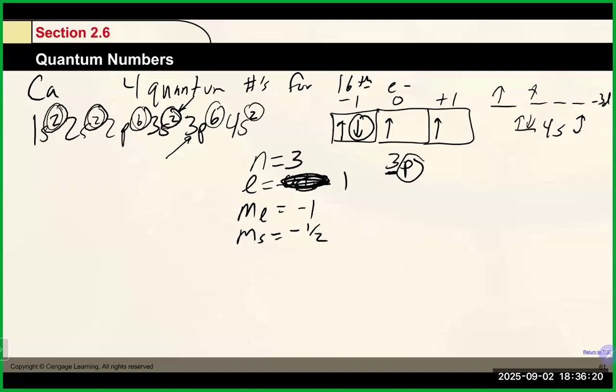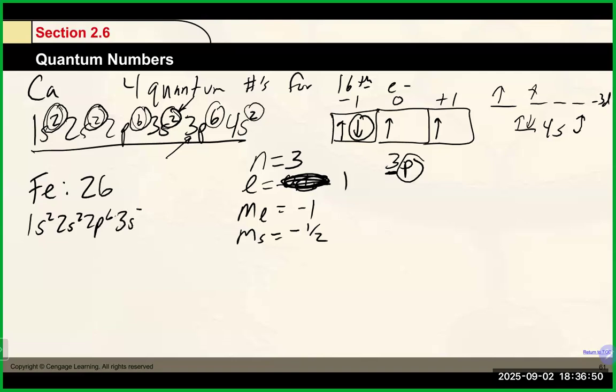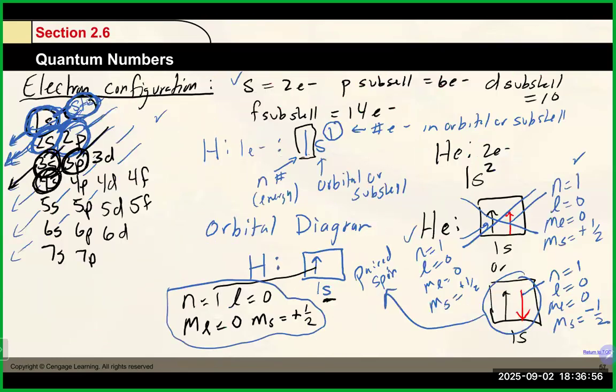Yeah, so as soon as you fill up, for example, which we did here, if we had any more, we would get into the 3D. So for example, if we did iron, which is 26, I think. So this is basically up to 20 that we had. So we would go 1s2, 2s2, 2p6, 3s2, 3p6, 4s2. And now if we look back on our little chart here, once we did our 4s, we're going to hit the 3D and start filling those in.